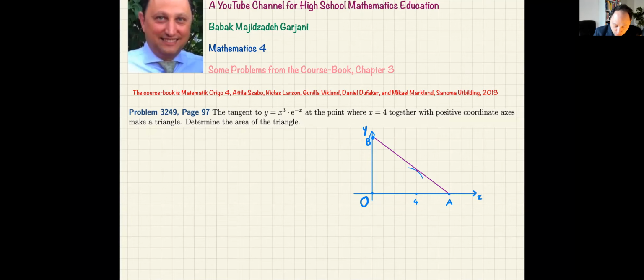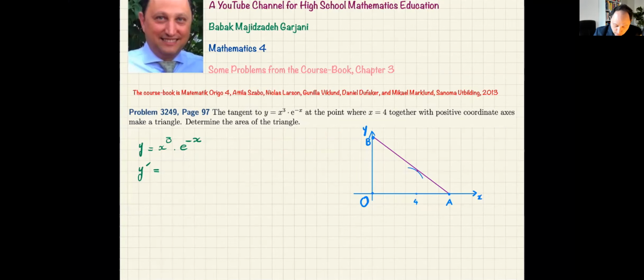To know that, I need to start with my function y equals x to the 3 times e to the power minus x. I need to calculate the derivative because I want to find the slope. If I calculate the derivative, this is something that we learned as the product rule, because this function is the product of two other functions. So I have to use the product rule. The product rule, if you remember, is this: if I have the product of two functions I want to differentiate, it becomes the derivative of the first one multiplied by the second one, plus the first one multiplied by the derivative of the second.